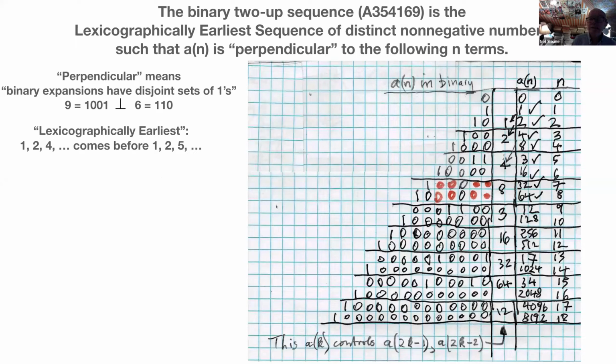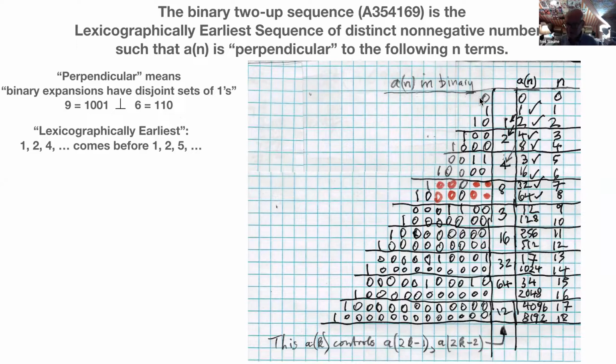And the definition is... I have to move these pictures. I can't read what I've written there. I'll put you down here. Okay. So the binary 2-up sequence is the lexicographically earliest sequence of distinct non-negative numbers such that the nth term is perpendicular, in the sense of having no ones in common in the binary representation, with the following n terms. We define perpendicular to mean that the binary representations are disjoint. 9 is 1001, and that's perpendicular to 110. Right? That's what we want. And the rule is the nth term has to be perpendicular to the following n terms in this sense.